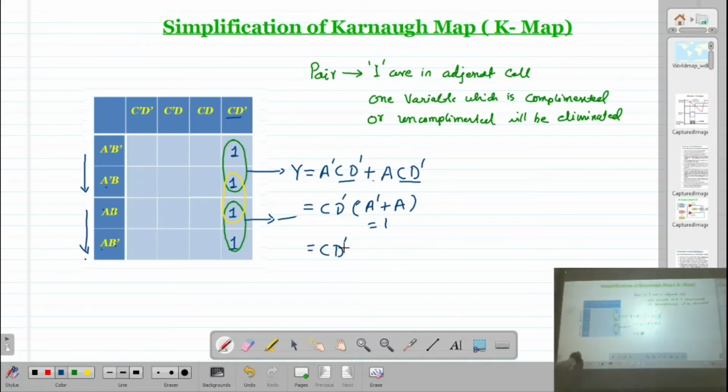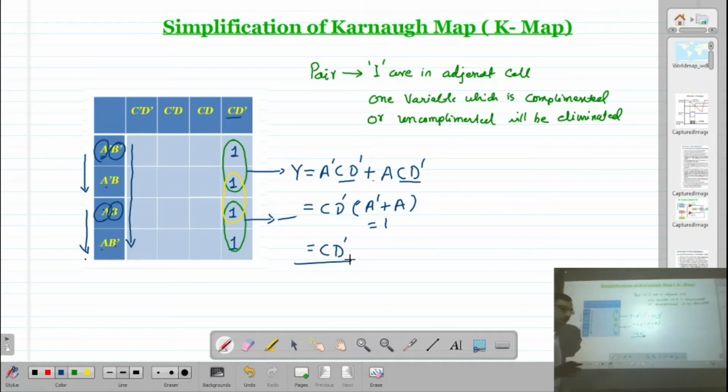Because you can see that when you are moving in this direction, from top to bottom, then A is going to be uncomplemented. Here it is A prime, here A is there, so it is going to be uncomplemented. And in the same way, here we have B prime and here we have B. So when we are moving from top to bottom, both the variables A and B are going to be uncomplemented, and that's why in the final expression both the variables are not present.